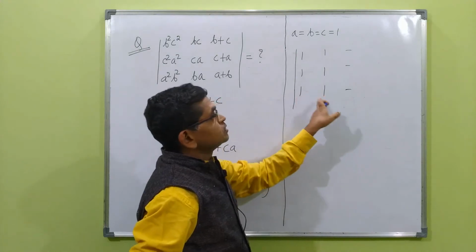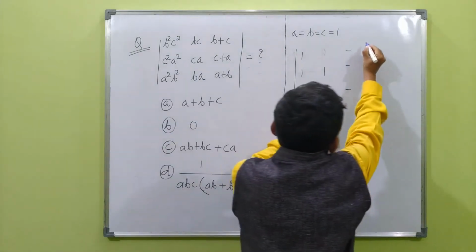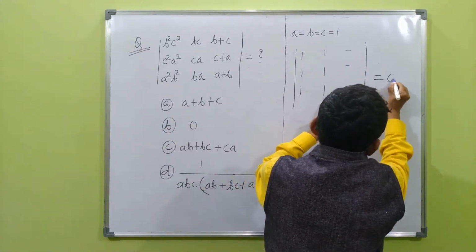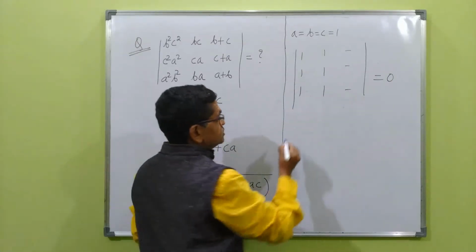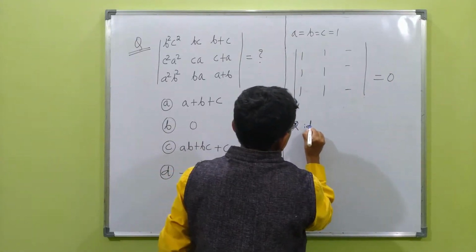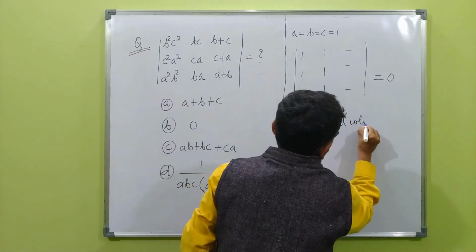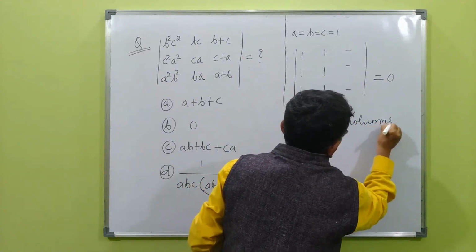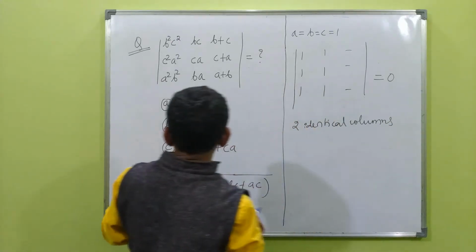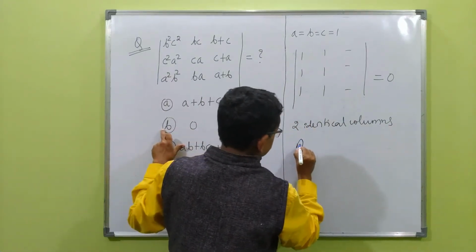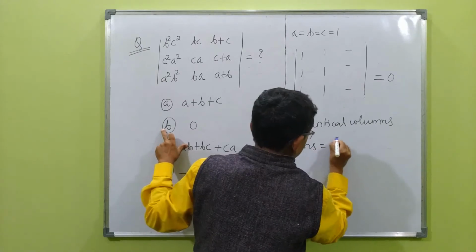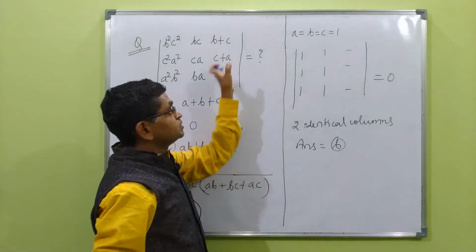Since there are two identical columns, the value will be 0. Two identical columns. Okay, so the answer is B. You need not compute the rest.